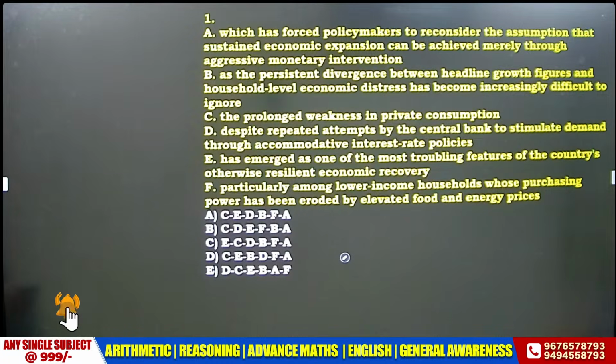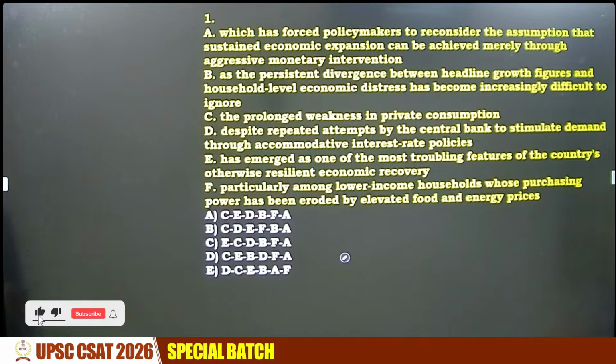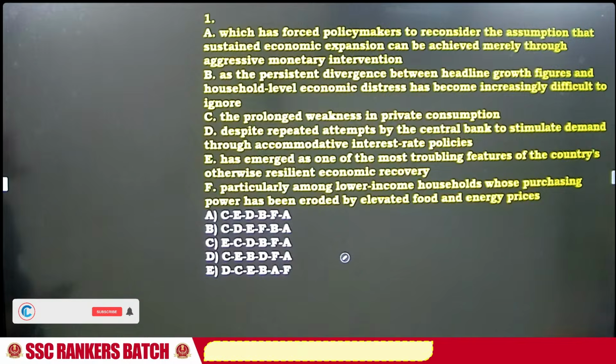Yes, last 10 seconds. If you carefully observe, this is actually a very simple exercise.